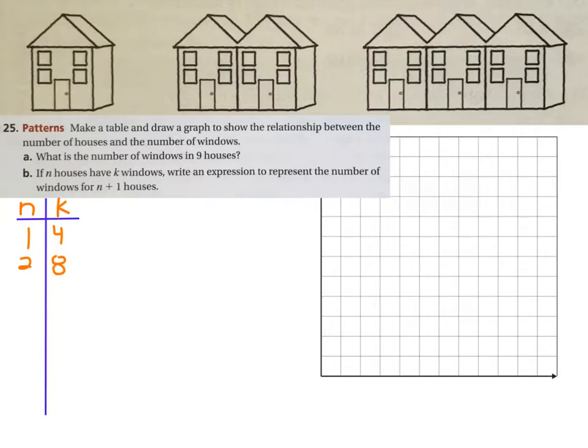And likewise, over here, we have 1, 2, 3 houses. So how many windows? 1, 2, 3, 4, 5, 6, 7, 8, 9, 10, 11, 12. Makes sense because there's 4 for each one. So we end up taking the number of houses and multiplying it by 4 to find out the number of windows. Yeah? Okay. So it says, what is the number of windows in 9 houses?